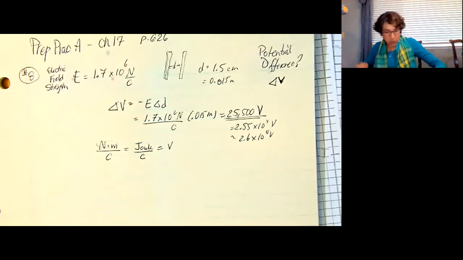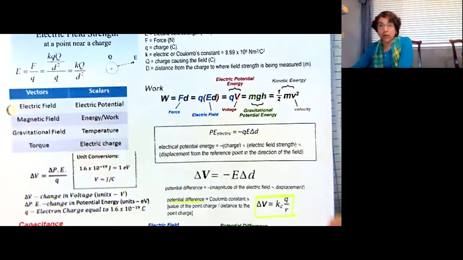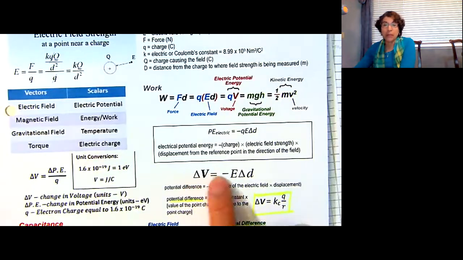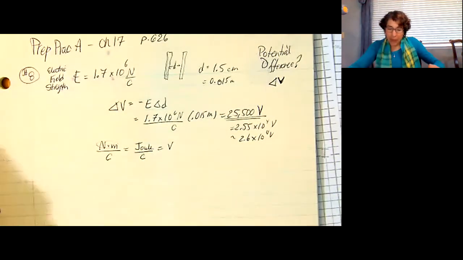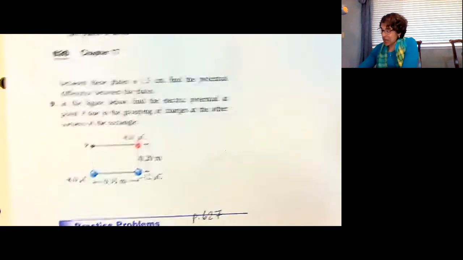So this one is just using the equation on your summary sheet about the potential difference. What is a potential difference? It's the change from one side to the other side, of the plates or whatever you're talking about. All right, let's go on to number 9.